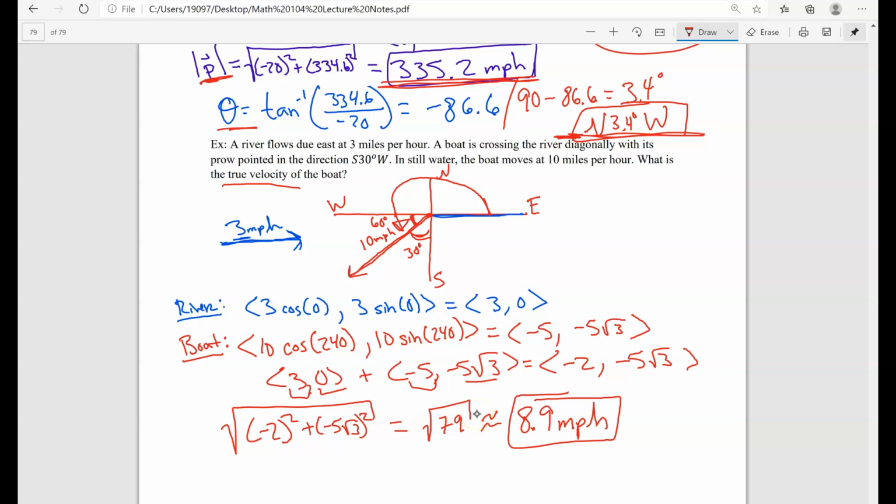So actually the speed of the boat is a little slower now going in that direction. Which actually makes sense, because if you're going this way, then you're impacted. So there might be a little bit more work that you have to do.